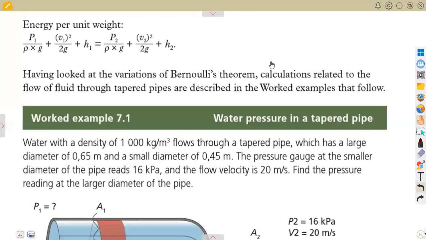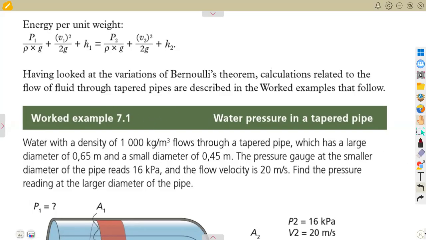So in this class, I want us to check the application of Bernoulli's theorem, or Bernoulli's equation, on tapered pipes. In this case, we are going to refer to a horizontal tapered pipe. What is it that you're supposed to consider in terms of the calculations?